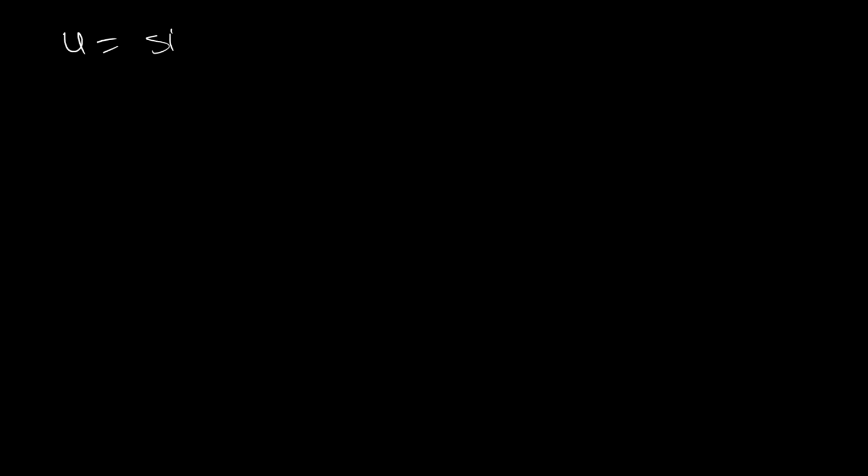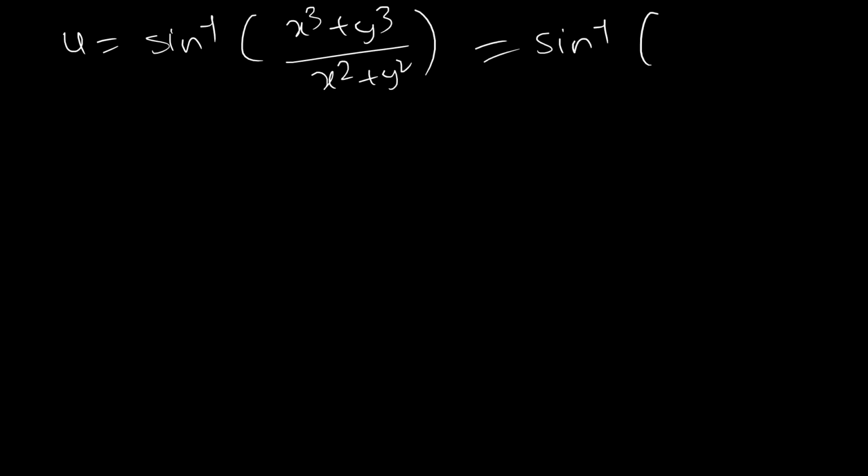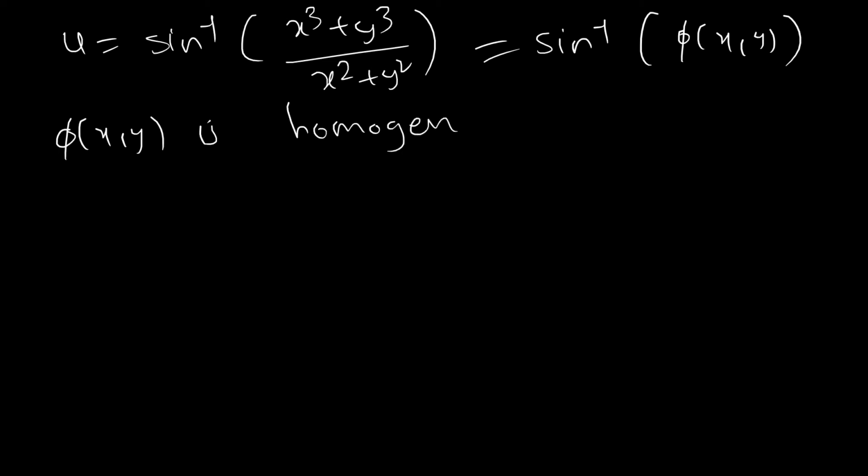u equals sine inverse of (x cube plus y cube) upon (x square plus y square). That is, we can say it is sine inverse of phi of xy. Here you can check this phi of xy is a homogeneous function of degree 1, isn't it? But even though this phi of xy is a homogeneous function of degree 1, I cannot say that u is homogeneous.